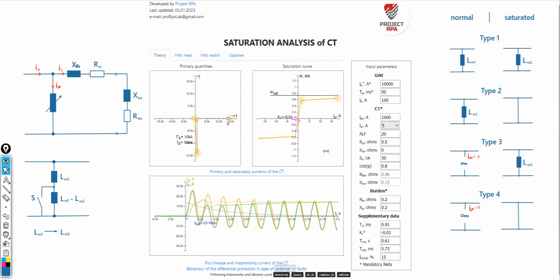As for the magnetizing curve of the model, that's probably it. If you have any questions, then don't hesitate asking in the comments below.